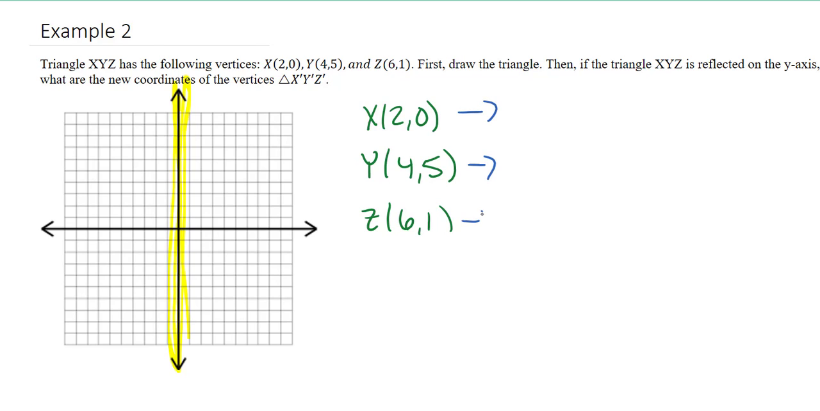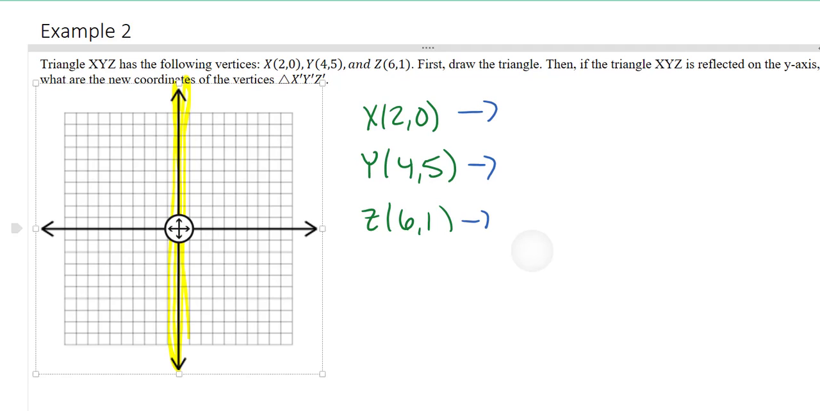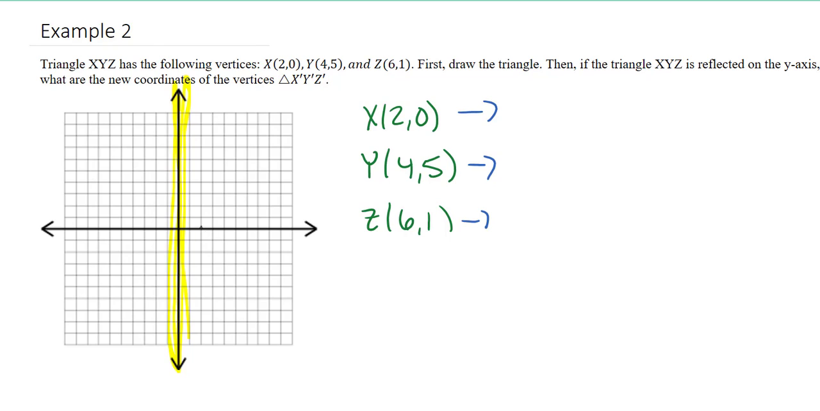So let's go ahead and actually plot these first. So we get (2, 0) for X. So here's our X value. Then (4, 5) for our Y. So 2, 3, 4. 1, 2, 3, 4, 5. So this is our Y. And then Z is (6, 1). So 2, 3, 4, 6, 1.